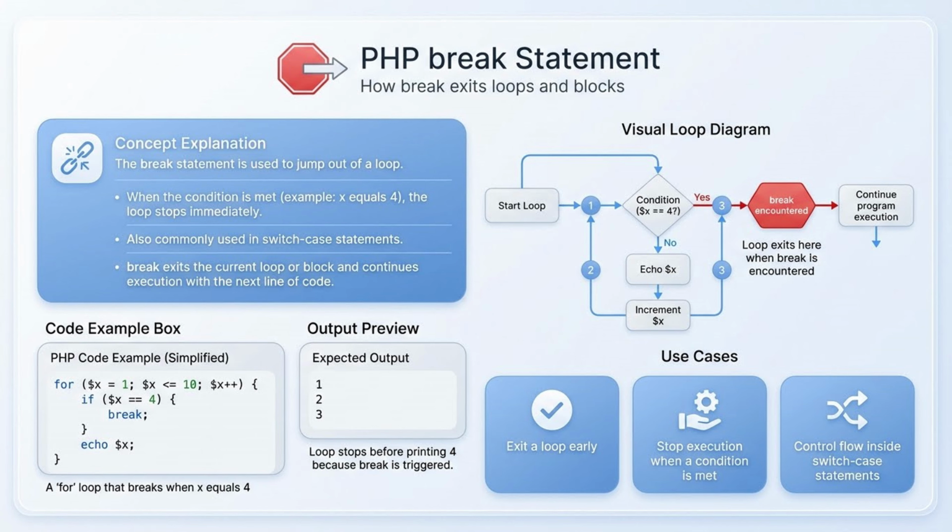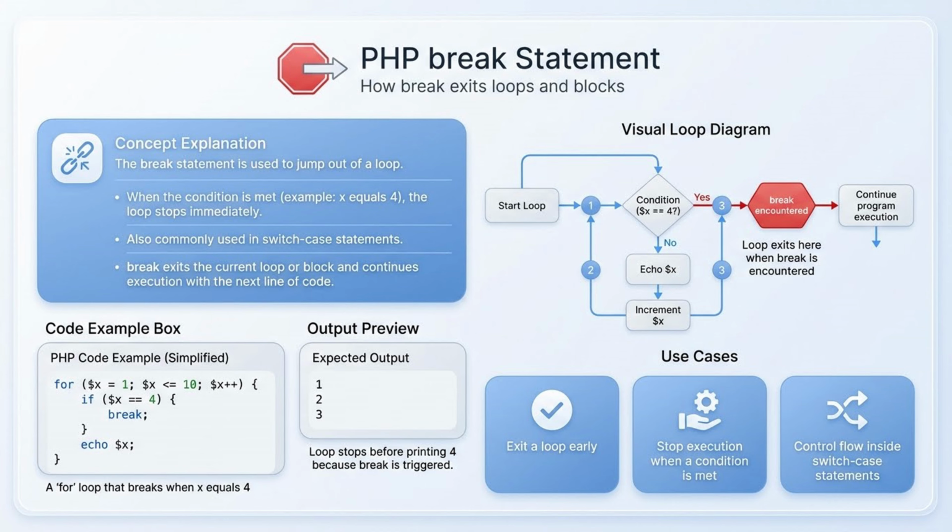In this section, we explore the purpose and internal behavior of the break statement in PHP, which is an essential control flow tool used to immediately stop the execution of a loop or a specific block of code. The break statement acts like an emergency exit. The moment a certain condition becomes true, PHP stops the loop instantly and jumps to the next line of code that appears outside the loop. This makes break extremely useful when you don't want a loop to run through all its iterations. Instead, you only want it to continue until a particular situation occurs.